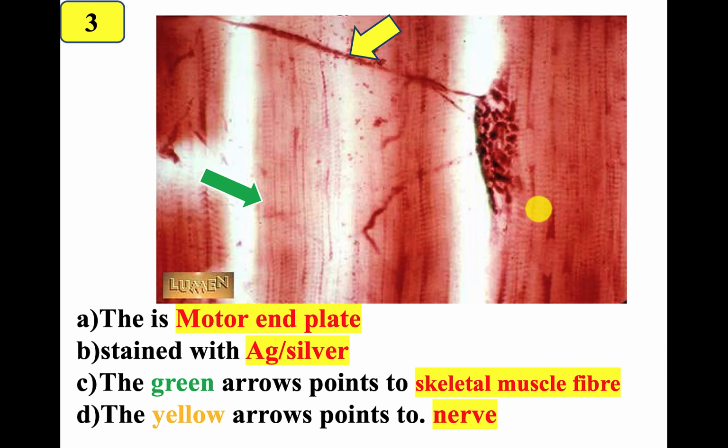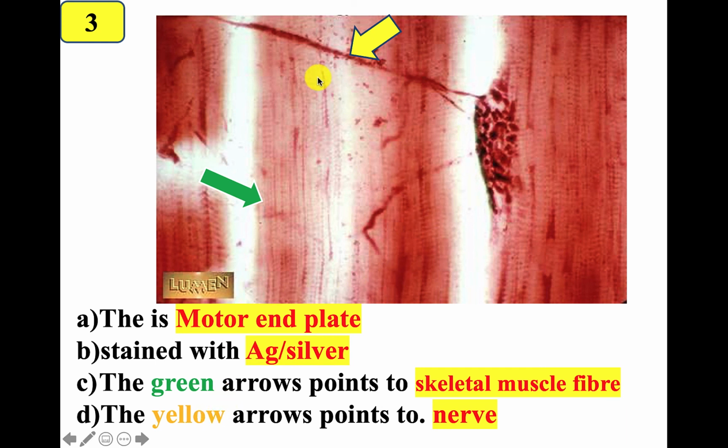Last slide in this exam. This is of course the picture of the motor end plate, and you notice that it is stained by silver, with brown coloration. It is stained by silver, or Ag. The green arrow points to the skeletal muscle fibers. These are very ordinary skeletal muscle fibers, but here the picture is longitudinally cut. In the picture, it is very clear that they are longitudinally cut muscle fibers. No problem, you just mention skeletal muscle fiber.